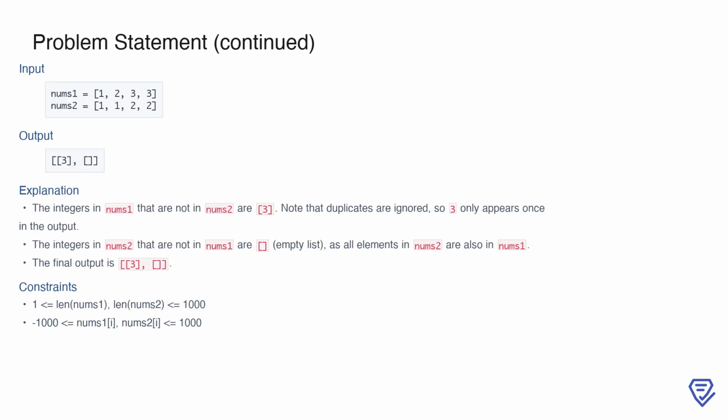Now, consider another example where nums1 is [1, 2, 3, 3], and nums2 is [1, 1, 2, 2]. Here, the integers in nums1 that are not in nums2 are [3]. Notice that duplicates are ignored, so even though 3 appears twice in nums1, it only appears once in the output. On the other hand, all the elements in nums2 are also present in nums1, so there are no unique integers in nums2 that are not in nums1. This results in an empty list. Therefore, the final output is [[3], []]. This example highlights the importance of ignoring duplicates and ensuring each list contains only unique values.